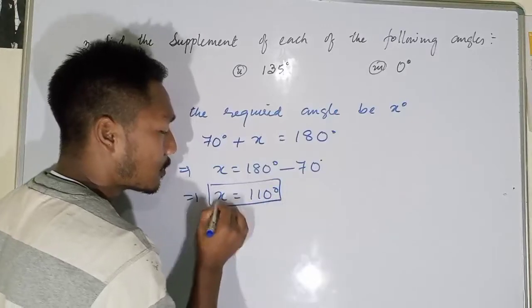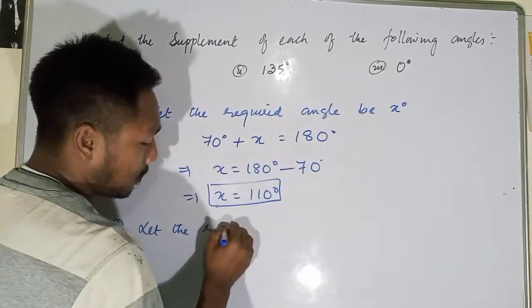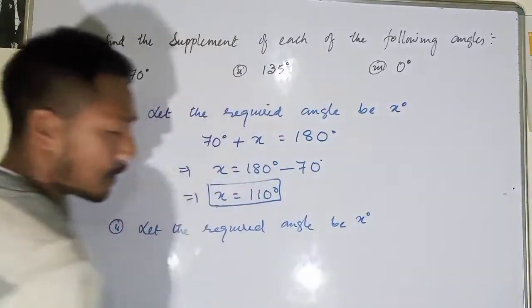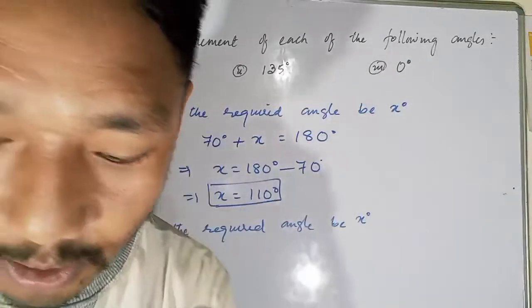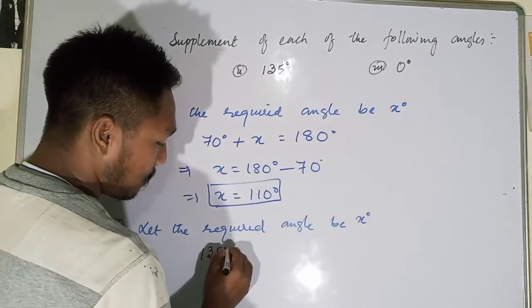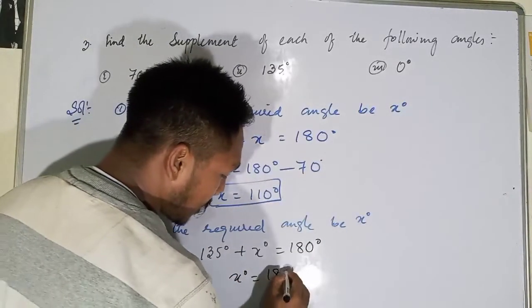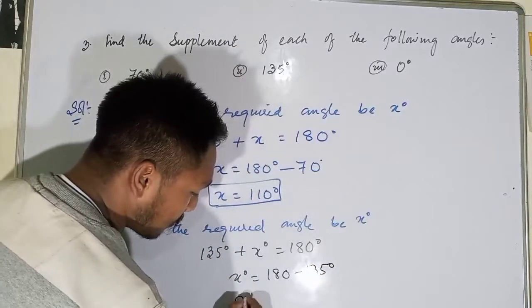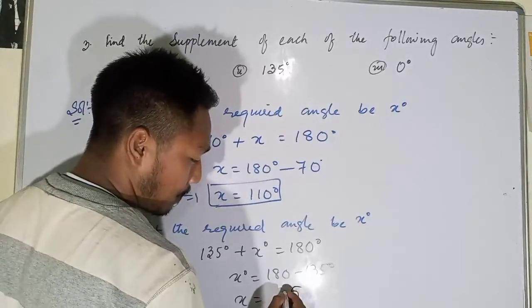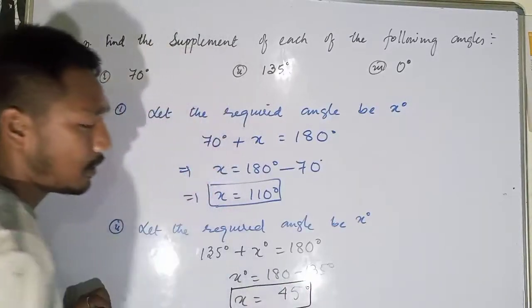So this is a pair of supplementary angles. Number 2, again the same thing. Let the required angle be x degrees. We don't know that angle. Again, we know the sum of these two angles will be 180. 135 degrees plus x degrees will always be equal to 180 degrees. So if I bring this 135 to this side, it becomes 180 minus 135 degrees. Subtract it. What is the answer? 5 from 10 is 5, 8 minus 3 is 5, so it's 45 degrees. That will be your required angle for question number 2.